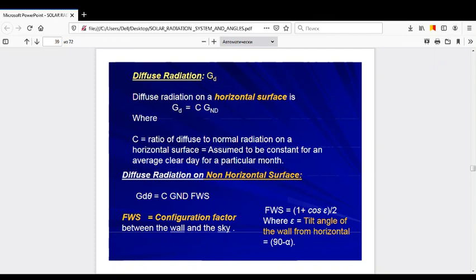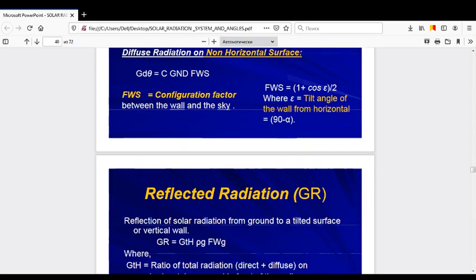C is equal to the ratio of diffuse to normal radiation on a horizontal surface, assumed to be constant for an average clear day for a particular month. Diffuse radiation on a non-horizontal surface G_dθ = C G_ND F_WS, where F_WS is the configuration factor between the wall and the sky. F_WS = (1 + cos ε)/2, where ε is the tilt angle of the wall from horizontal, that is equal to 90 minus α.